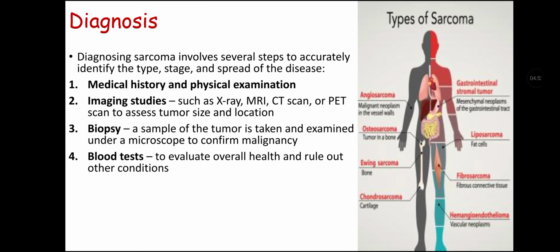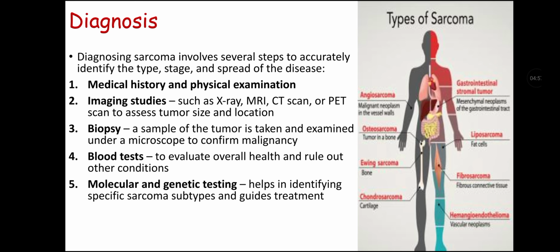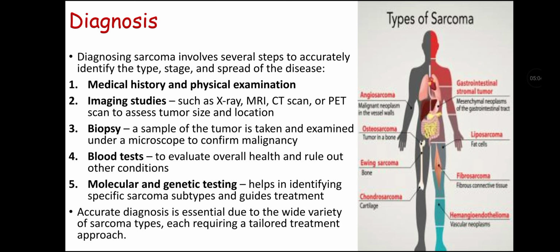Fourth, we can do blood tests to evaluate overall health and rule out other conditions. Fifth, we can do molecular and genetic testing that help in identifying specific sarcoma subtypes and guide treatment. Accurate diagnosis is essential due to the wide variety of sarcoma types, each requiring a tailored treatment approach.